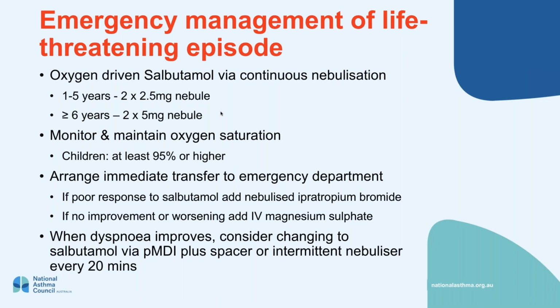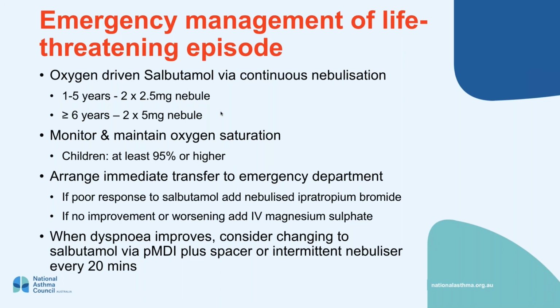So if a child is between 1 to 5 years of age, we would be giving them 2.5 milligram nebules. If they were 6 or over, it would be 2 5 milligram nebules of salbutamol. We'd monitor and maintain oxygen sats at 95% or higher, and arrange immediate transfer to the emergency department.